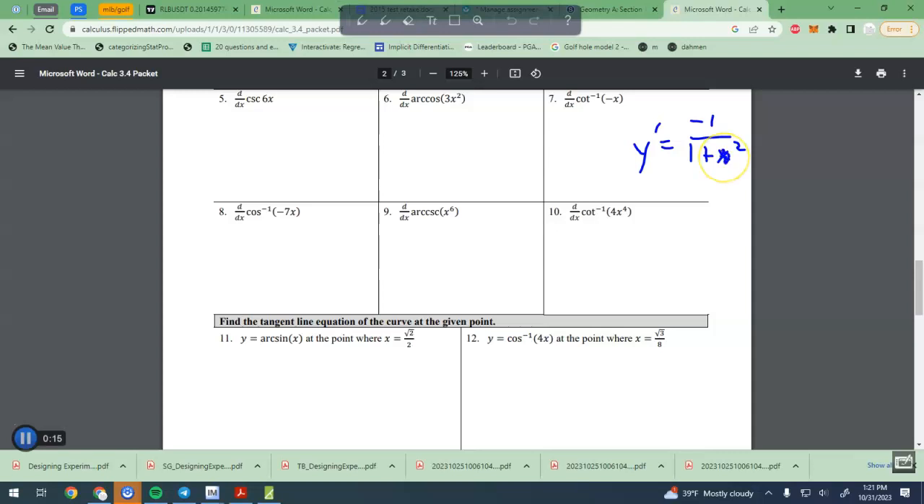Or maybe it's better to do it like that, like it's 1 plus whatever squared. My derivative here would be -1 over 1 plus whatever squared. The whatever is 4x to the 4th, times the derivative of the whatever. So that'd be times 16x to the 3rd. I would normally write times 16x to the 3rd over here.